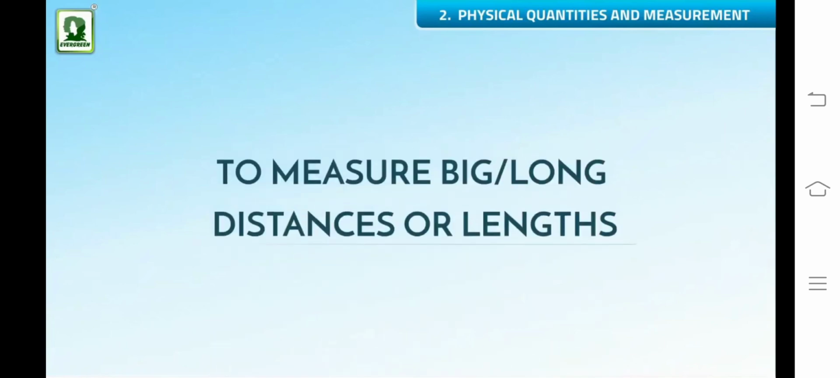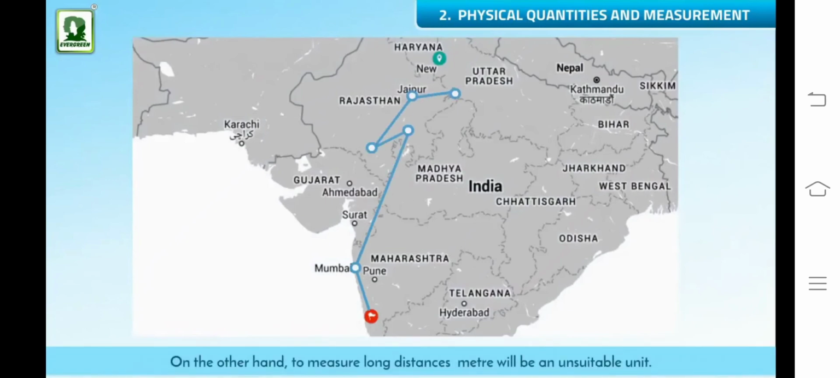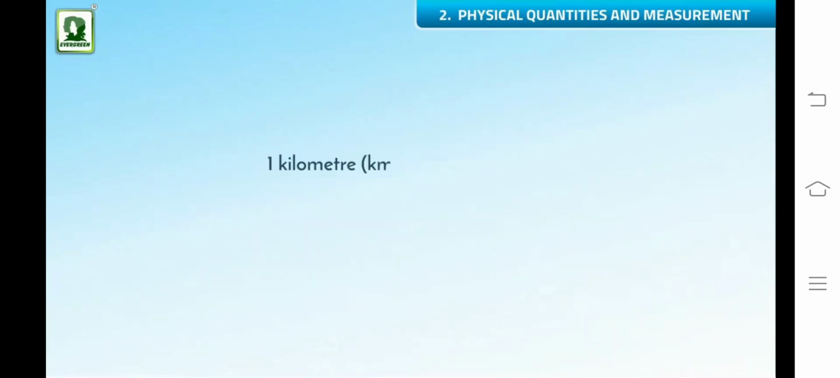To measure big or long distances or lengths. On the other hand, to measure long distances, meter will be an unsuitable unit. Hence, a large unit of length is needed. This unit is called kilometer. 1 kilometer, km, is equal to 1000 meter, m.